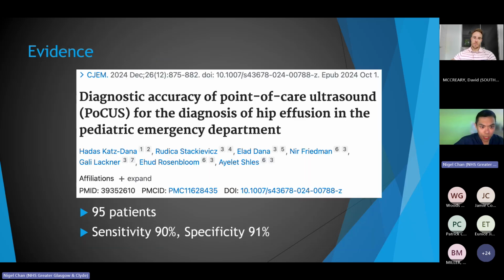This was a paper published last year, actually, looking at the use of POCUS done by PGD people, and you can see they've got really good sensitivity and specificity as well.